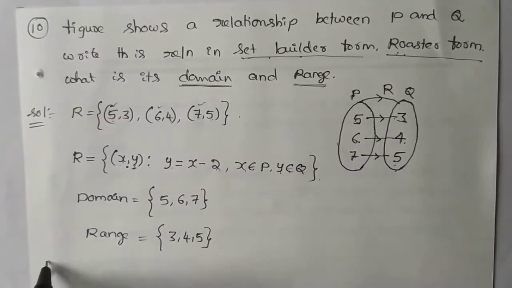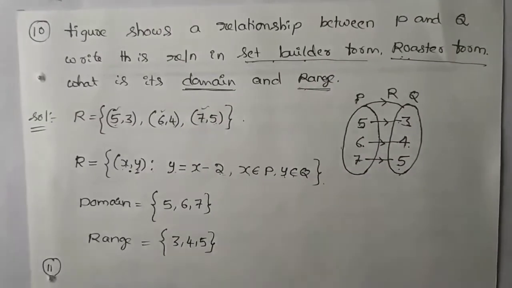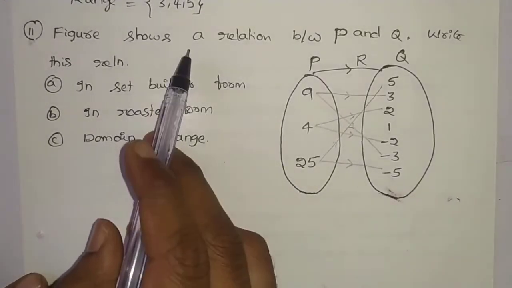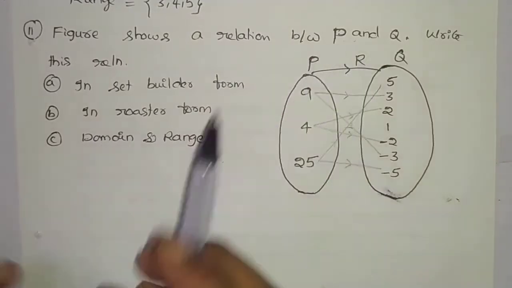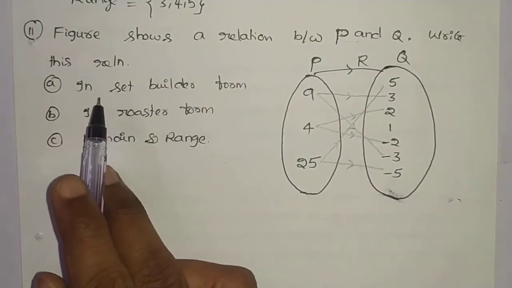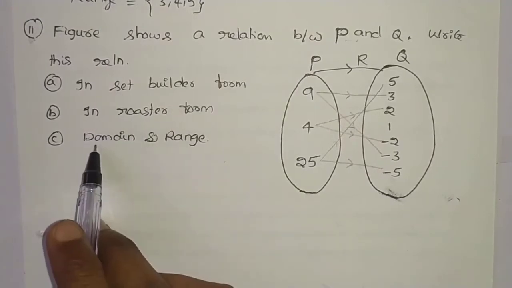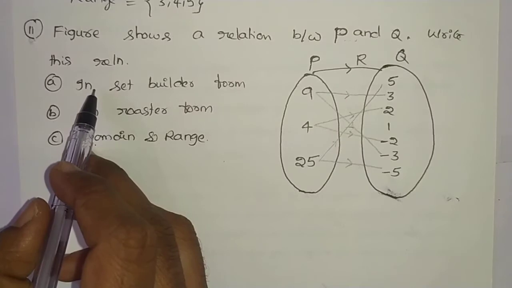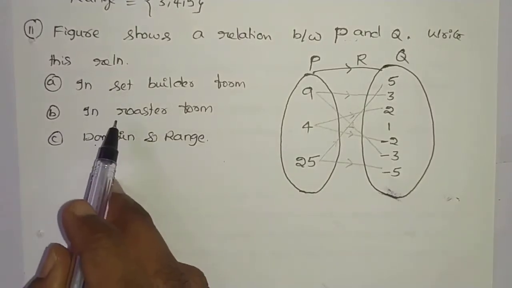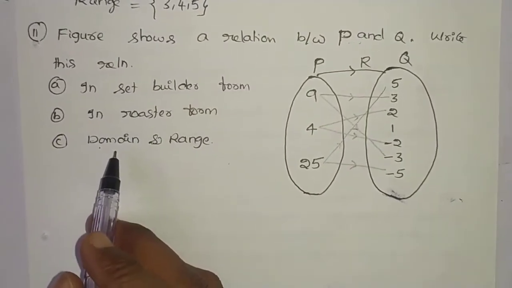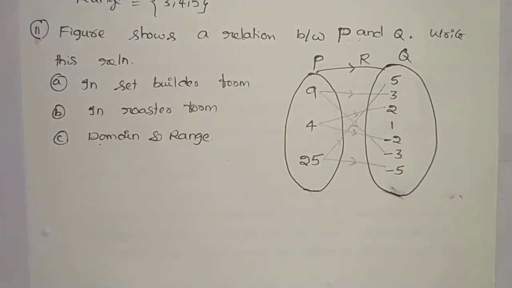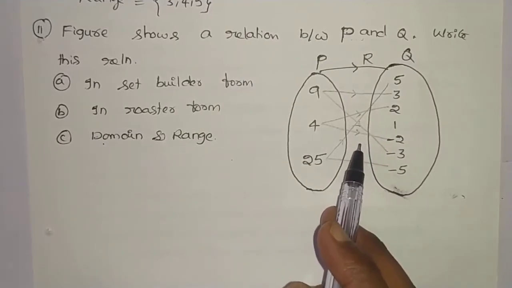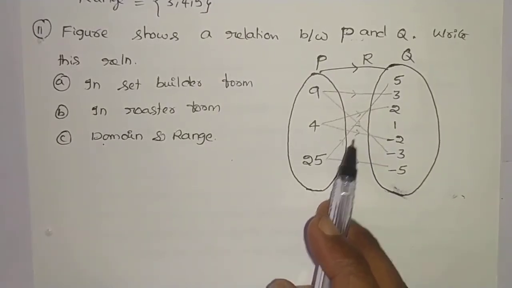Now let us move on to the 11th question. Here we have the 11th question. The figure shows a relation between P and Q. Write this relation in set builder form, in roster form, and find its domain and range. First we have to write this relation in set builder form. Second one is roster form. Third thing, we have to find its domain and range. By seeing the figure itself, we can easily identify the domain and range of this relation.